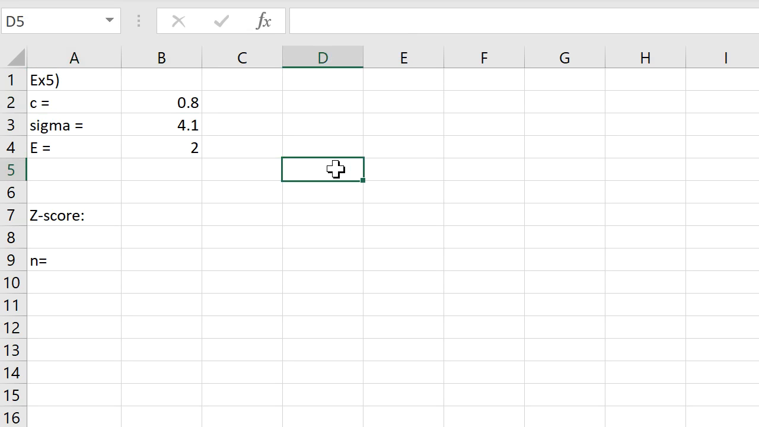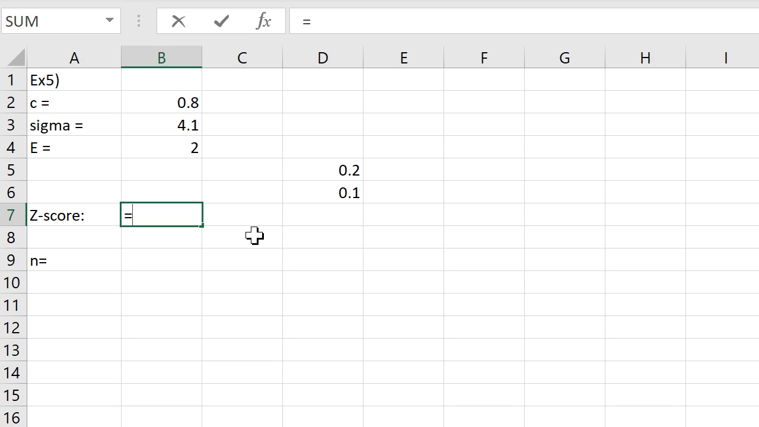First thing we need to do is find that z-score. So remember, it's going to be equals 1 minus our c, so 0.8. That gives us the area under both tails at the ends of the normal distribution, but we only need that one tail that's on the left. So we take that value and we divide it by 2. That's the area that we want to use for our z-score.